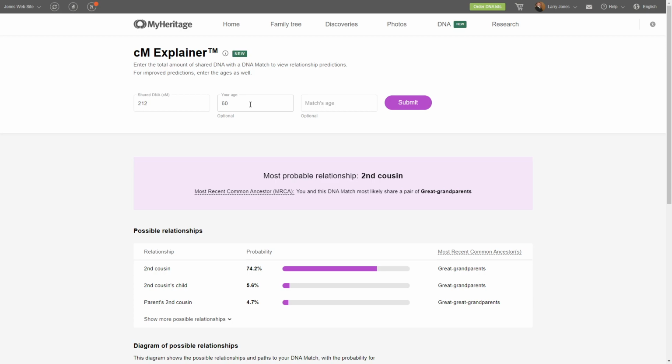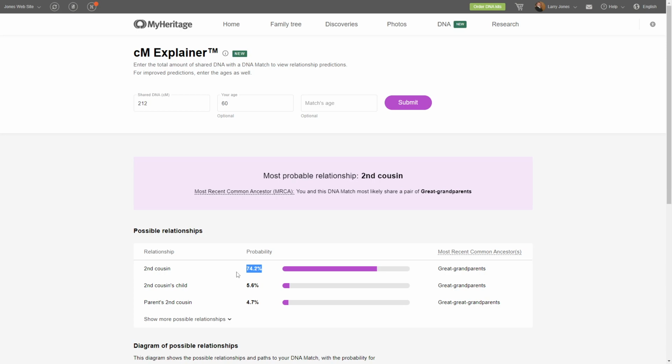But let's just say, hypothetically speaking, that the cutoff was 100. Because it's 40 years above me, and I'm 60, that means 60 years below me, which means it's slightly more likely that the person is younger than me. So a second cousin's child would be younger than me, and a parent's second cousin would be older than me. But in this case, second cousin went from 48 to a whopping 74.2, basically 3 out of 4 odds.